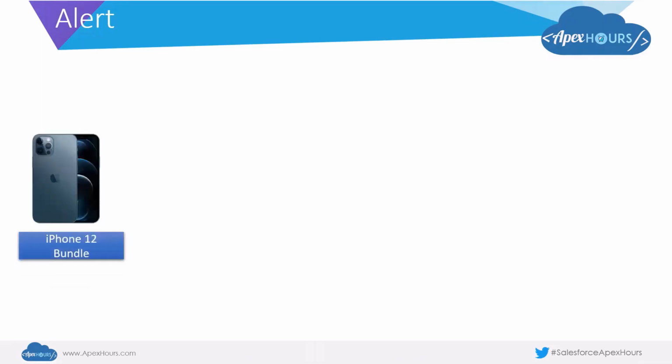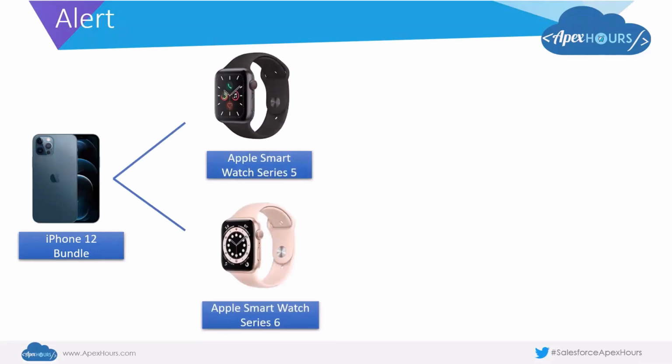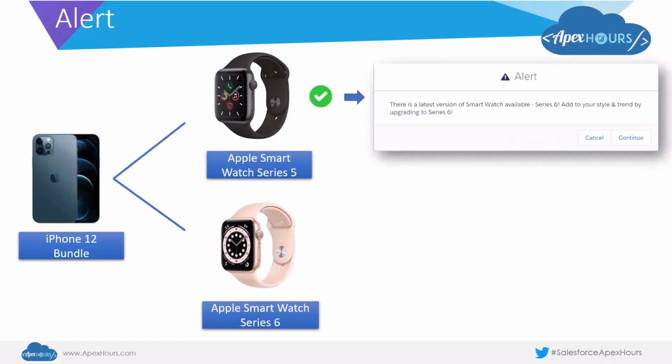So we have the same iPhone 12 bundle. We have a couple of product options which we're going to evaluate this rule against. So we are looking at Apple Smartwatch Series 5 and Series 6. And our rule is going to check if the customer selects Apple Smartwatch Series 5, then we want to alert the user saying, hey, there is a latest version of smartwatch available, Series 6. So why don't you pick that up, right? So add to your style and trend by upgrading to Series 6.